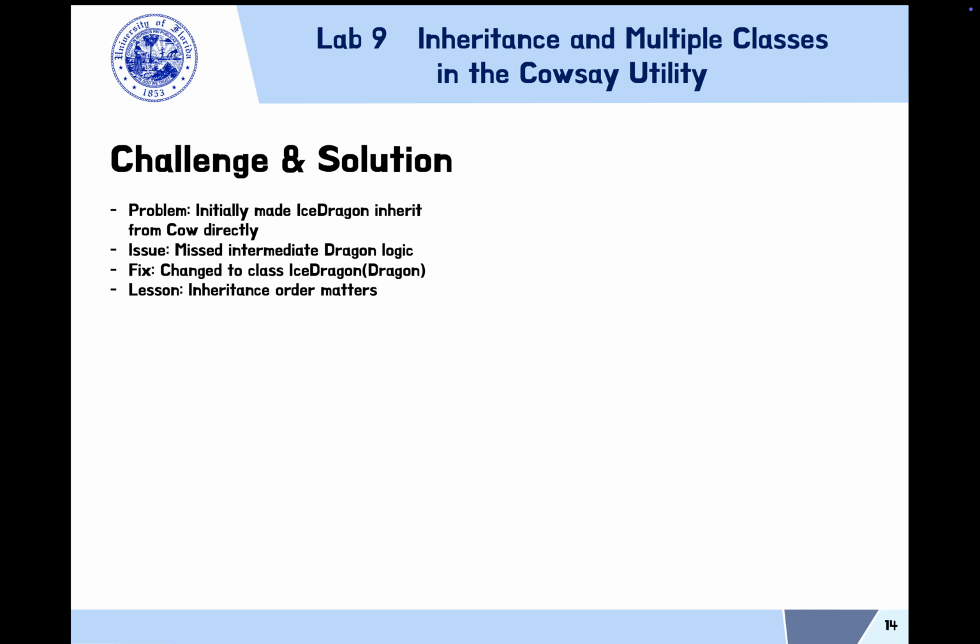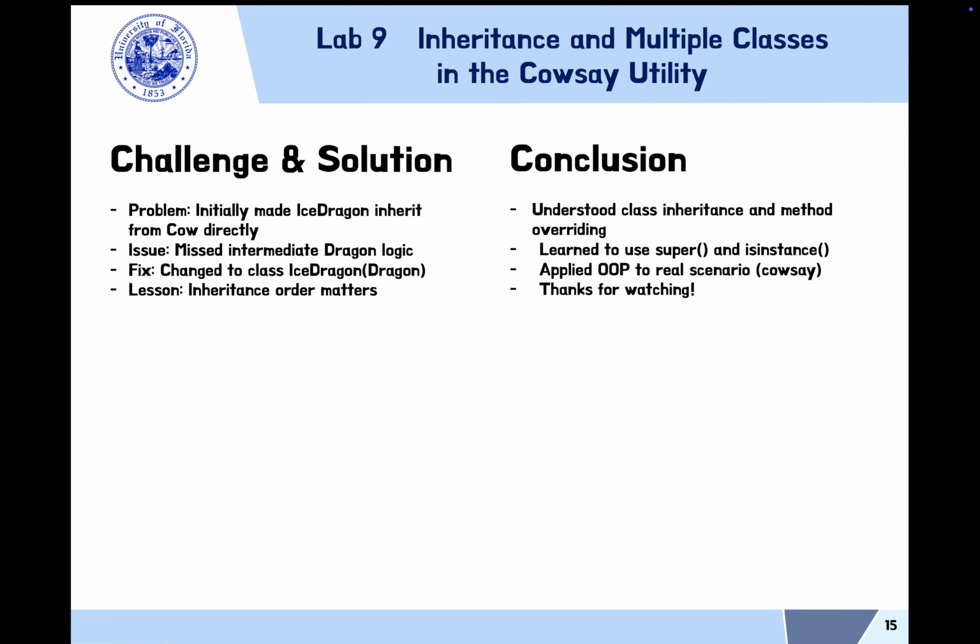During the implementation, I ran into a design issue. I mistakenly had the Ice Dragon class inherit directly from cow instead of dragon. So the dragon-specific logic such as image handling and the fire breathing check was skipped. Once I noticed the bug, I fixed the inheritance to Ice Dragon of Dragon, and everything worked as expected. This experience reminded me how important it is to carefully follow inheritance chains and respect the intended design hierarchy.